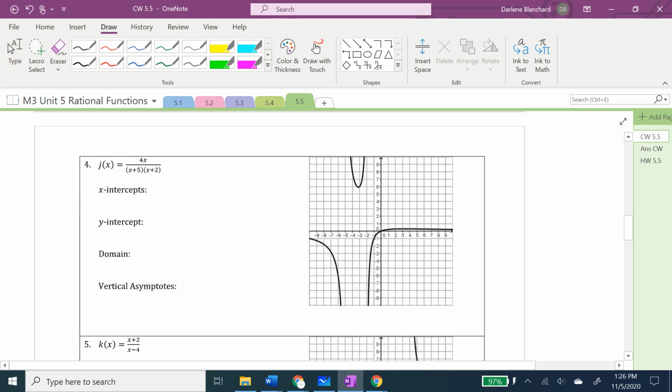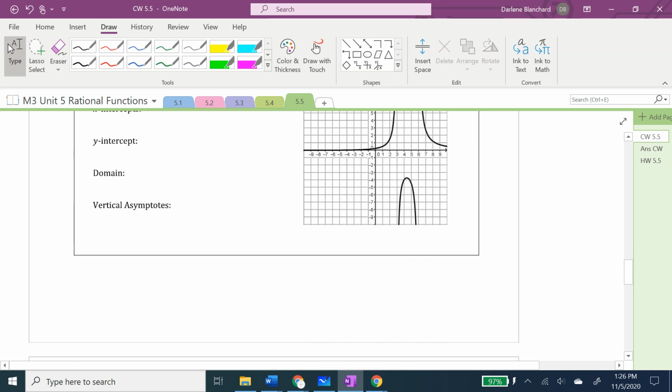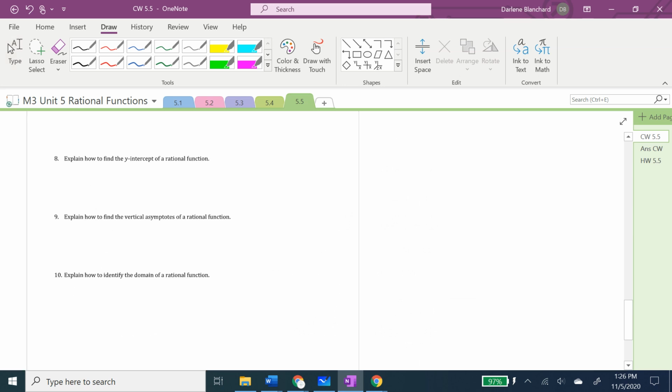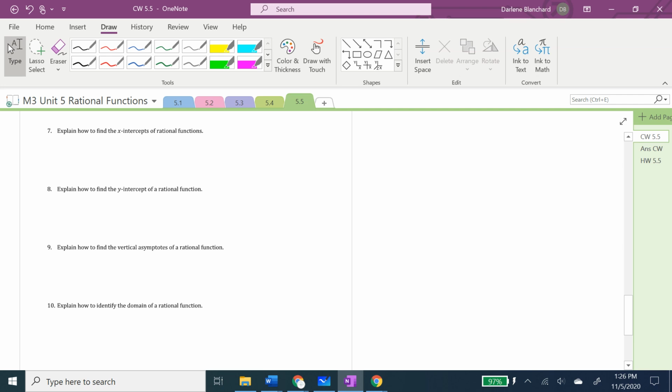All right, a couple more. And, okay, 3 more. And then you're going to need to write down basically the process of finding these things with just the equation.